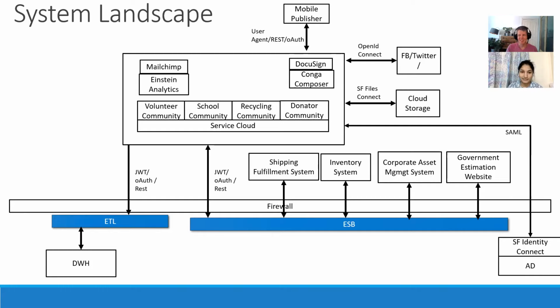I think I slipped there. I was supposed to use JWT first as the authentication mechanism, and then for authorization OAuth, and then the data will flow through REST API. So that should be the flow.